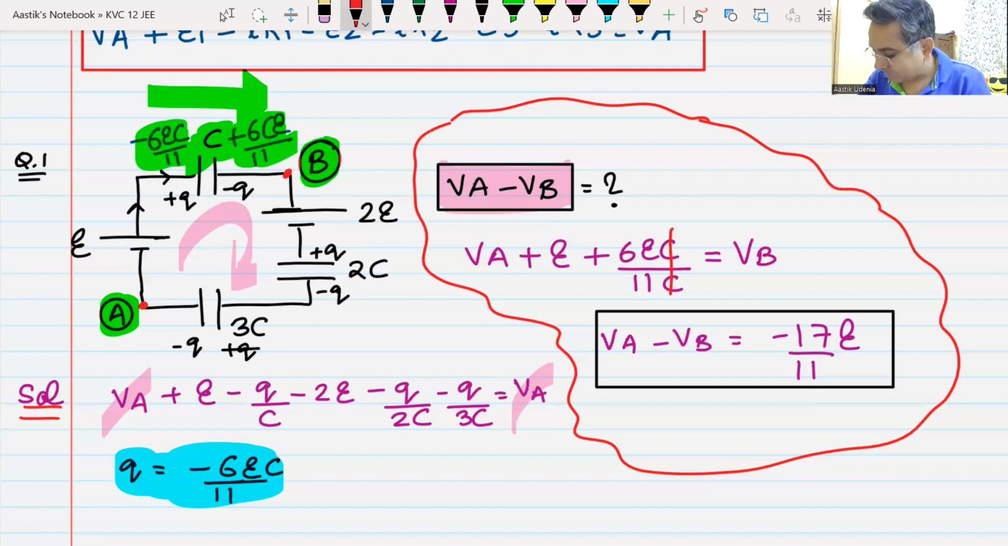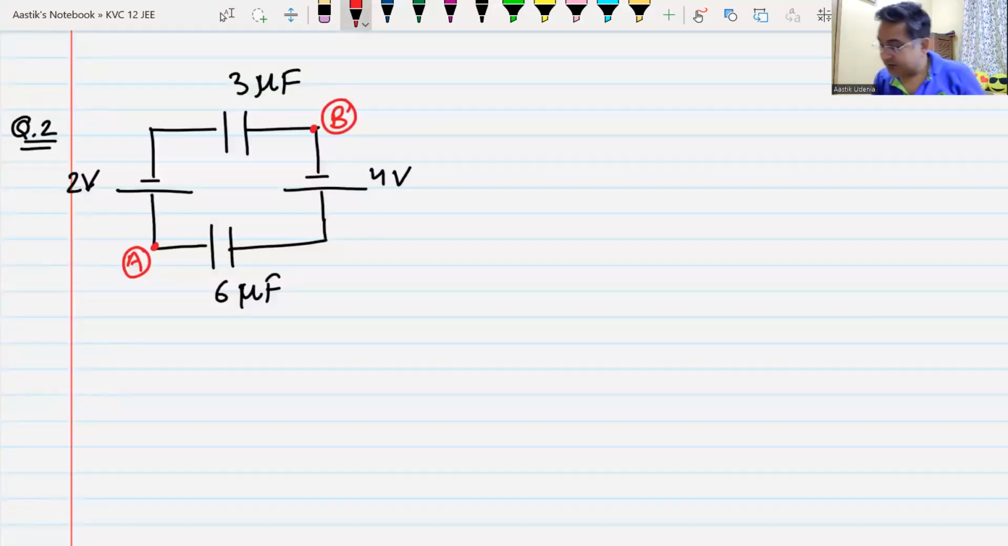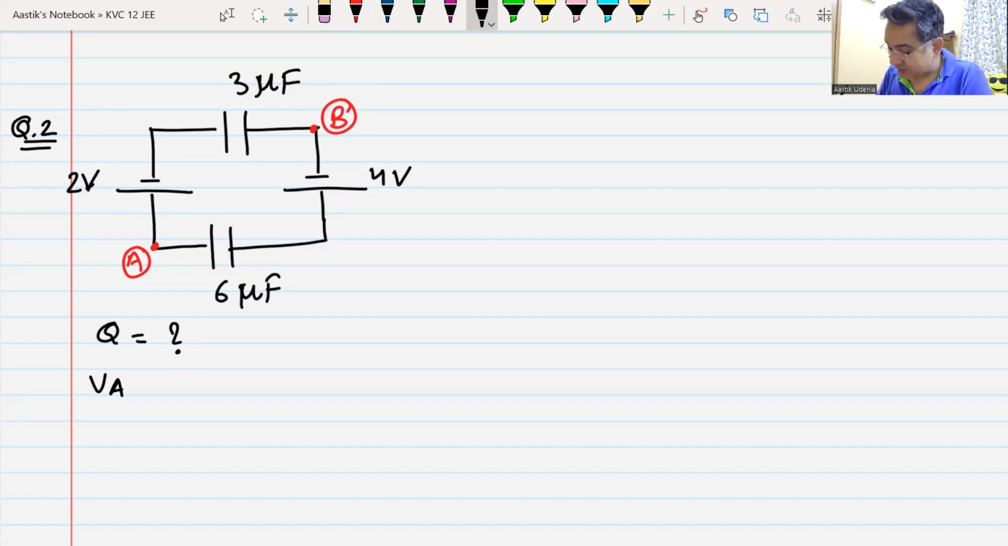There are two things that have been asked in this question. The two things are: what are the charges coming on each capacitor, both the capacitors, and what is the potential difference between the points A and B. I will need answers to both of these questions. What is the charge coming on each capacitor, and what is VA minus VB?